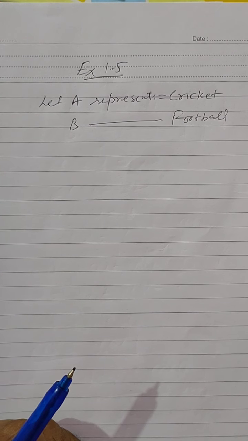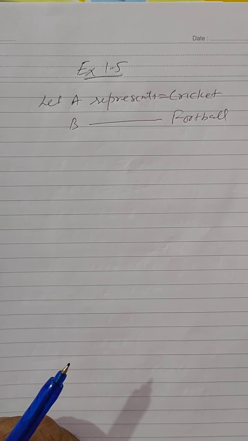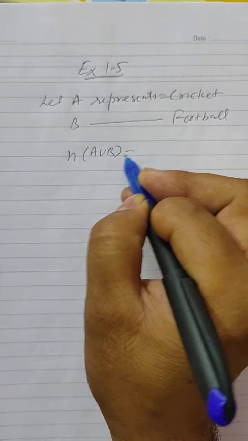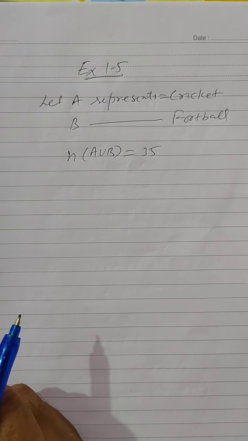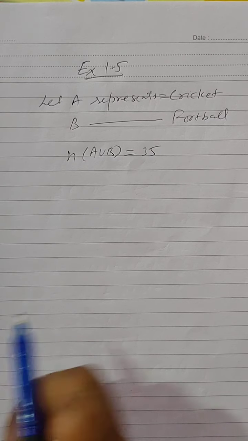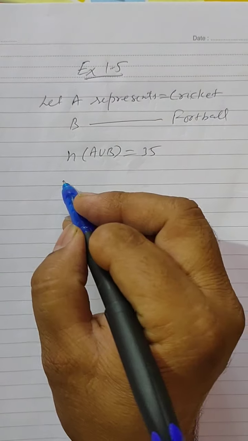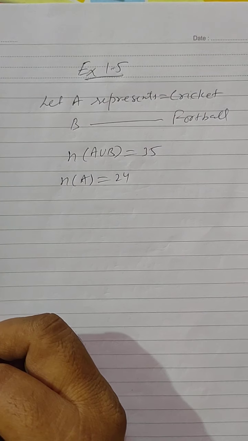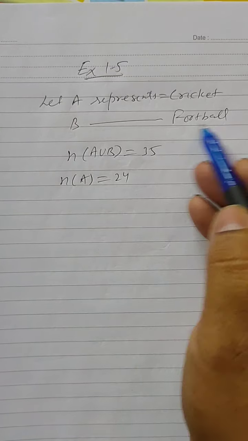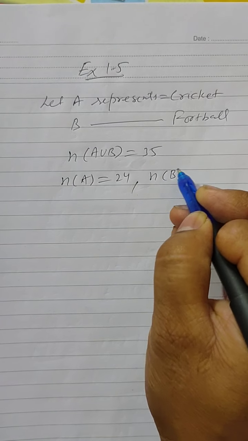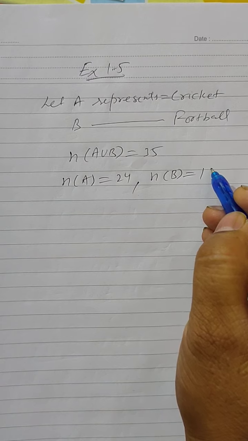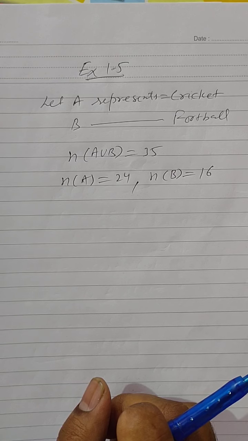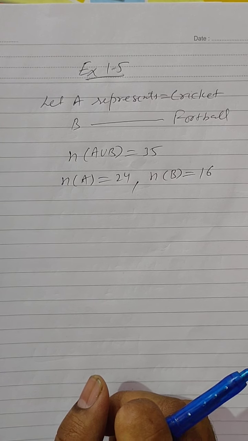As per the statement, in a class of 35 students, there are 35 students, so you may write n of A union B is equal to 35. 24 like to play cricket, so n of A is 24. 16 like to play football, football was B, so they are 16. Also each student likes to play at least one game. How many students like to play both games?